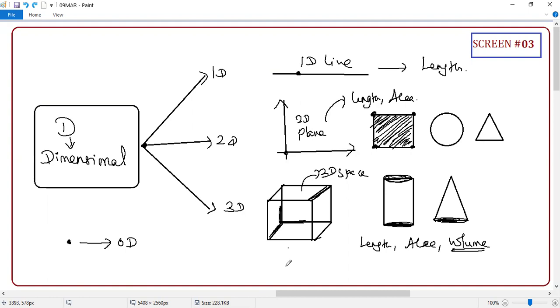Before that, any doubt on this screen? Very, very important, student. Any doubt? Do you have any doubt? Priya, do you have any doubt? 2D dimension, breadth is there, right?